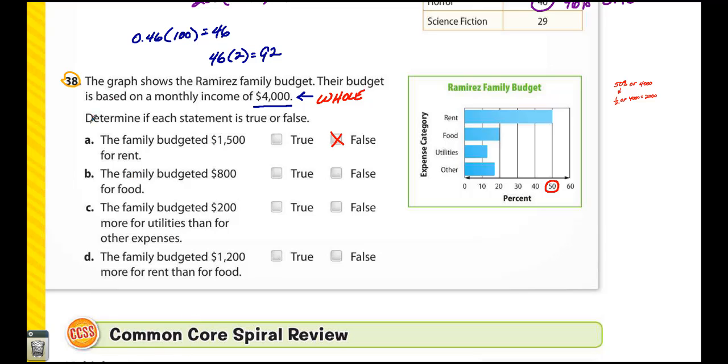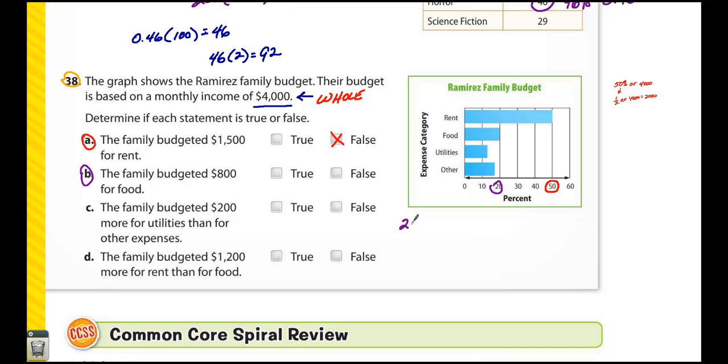And just to identify my work, we did the work for A. I did the work for A in red. I'm going to do this next work in purple. So my B work, when I stick it over on the side there, it's going to be in purple. So 800 for food. So we're going to find food right there, 20%.